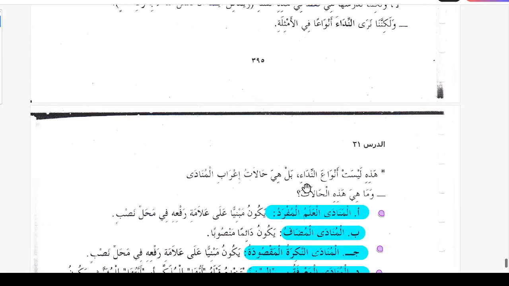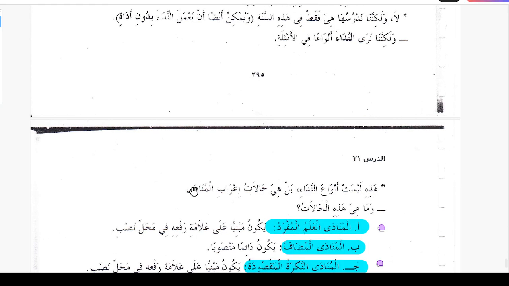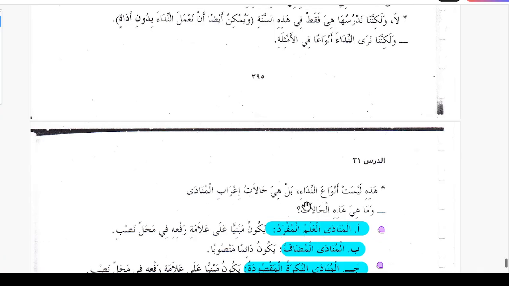Hazihi laysat anwaan nadai, these are not the kinds of the calling, bal hiya halatu irabil munada. But these are the conditions, these are the halat of the irabul munada. So this is not the kinds of the calling, but these are the irab of the munada, means that the irab of the munada, we see that they are changing, and these are not different kinds.